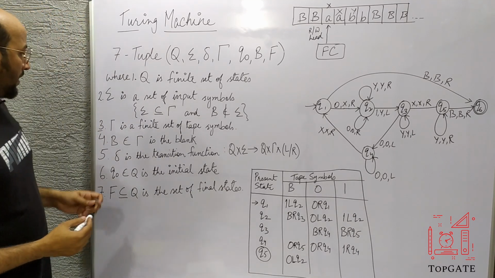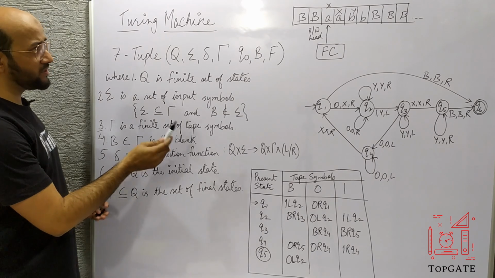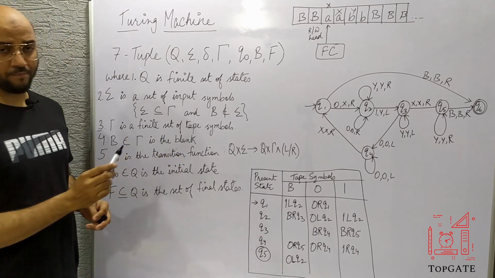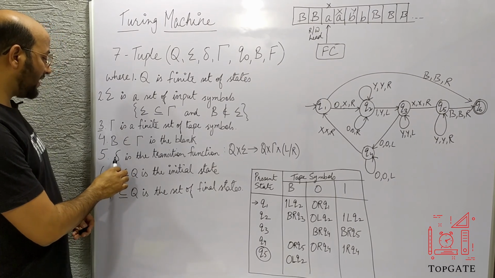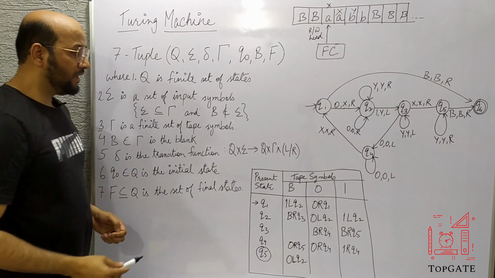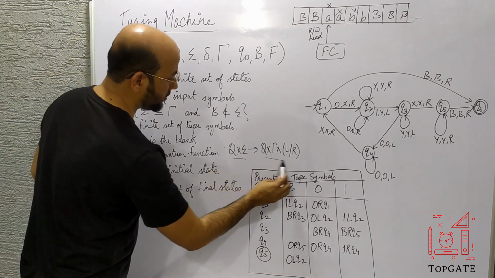Okay. Now the next one, the fourth one. B belongs to tau. B is the blank symbol of tau. Okay. The fifth one is the transition, delta. Delta is the transition function, and the transition function says this is your input part, this is your output part.